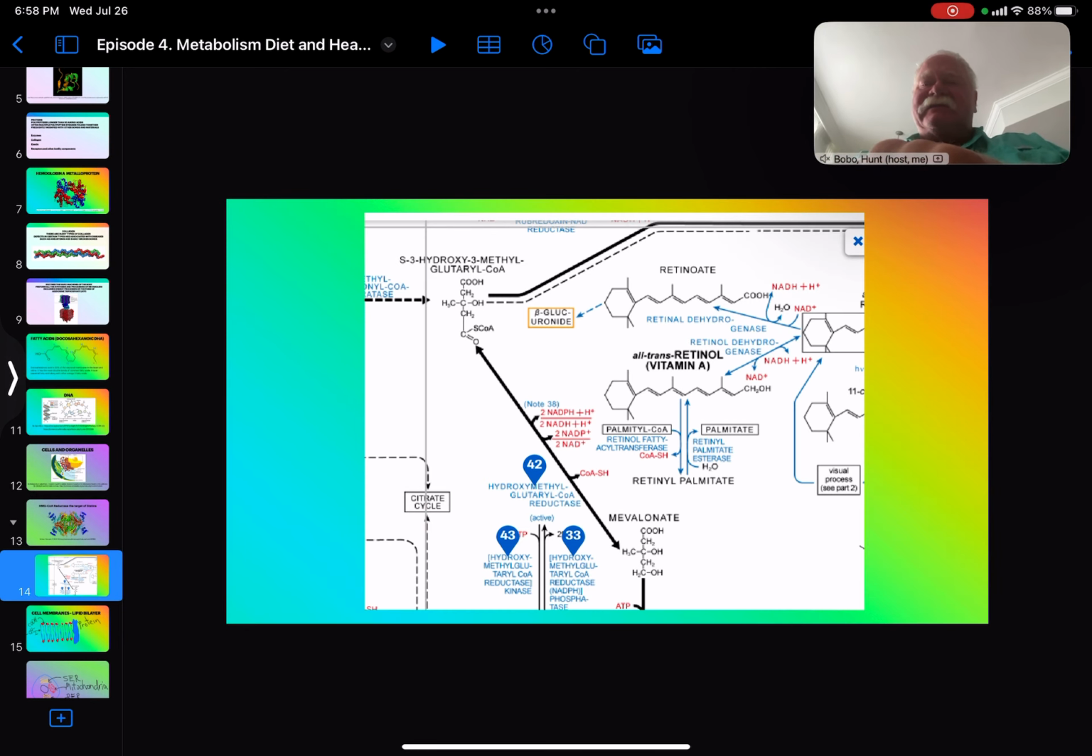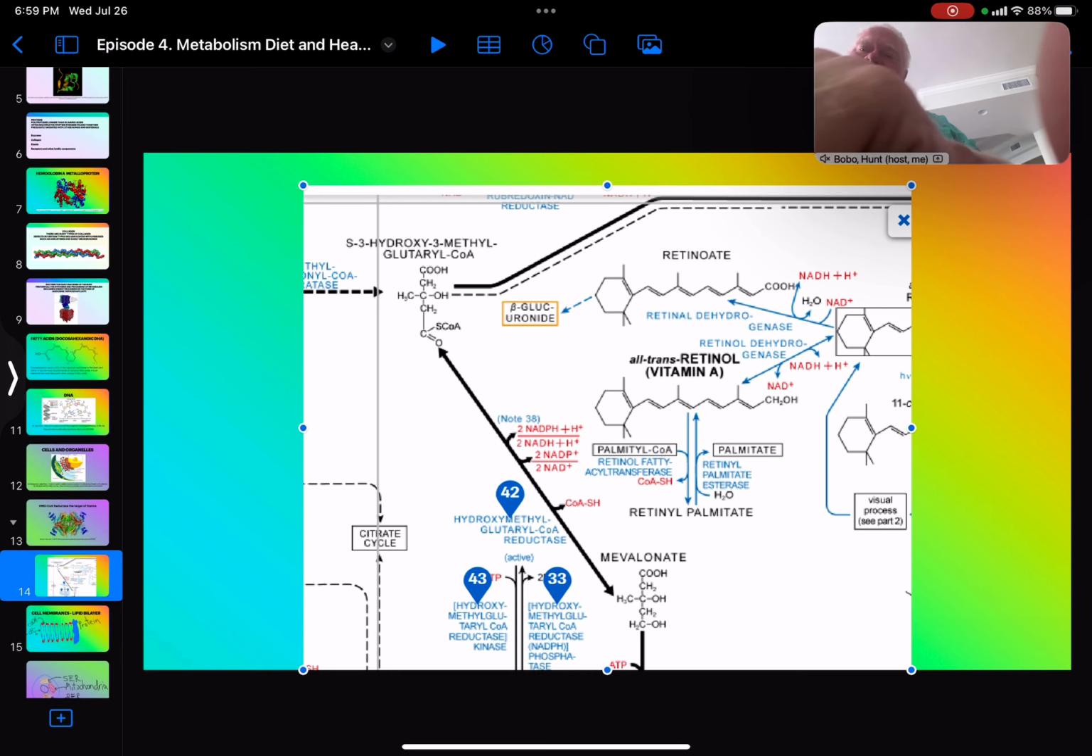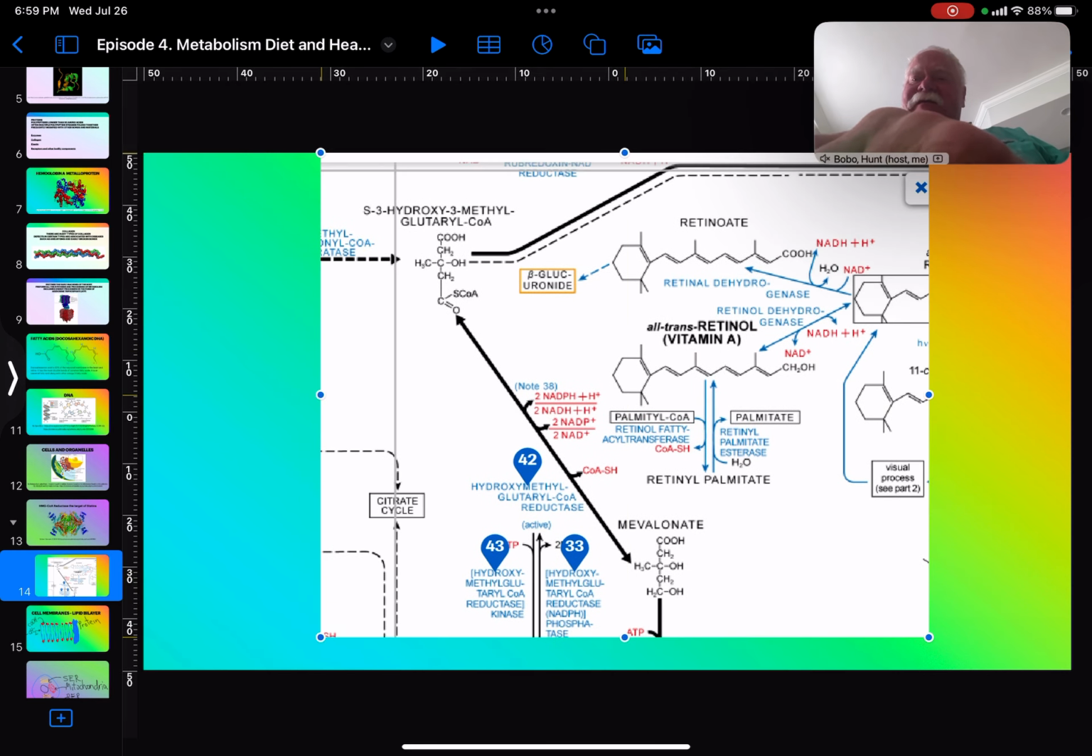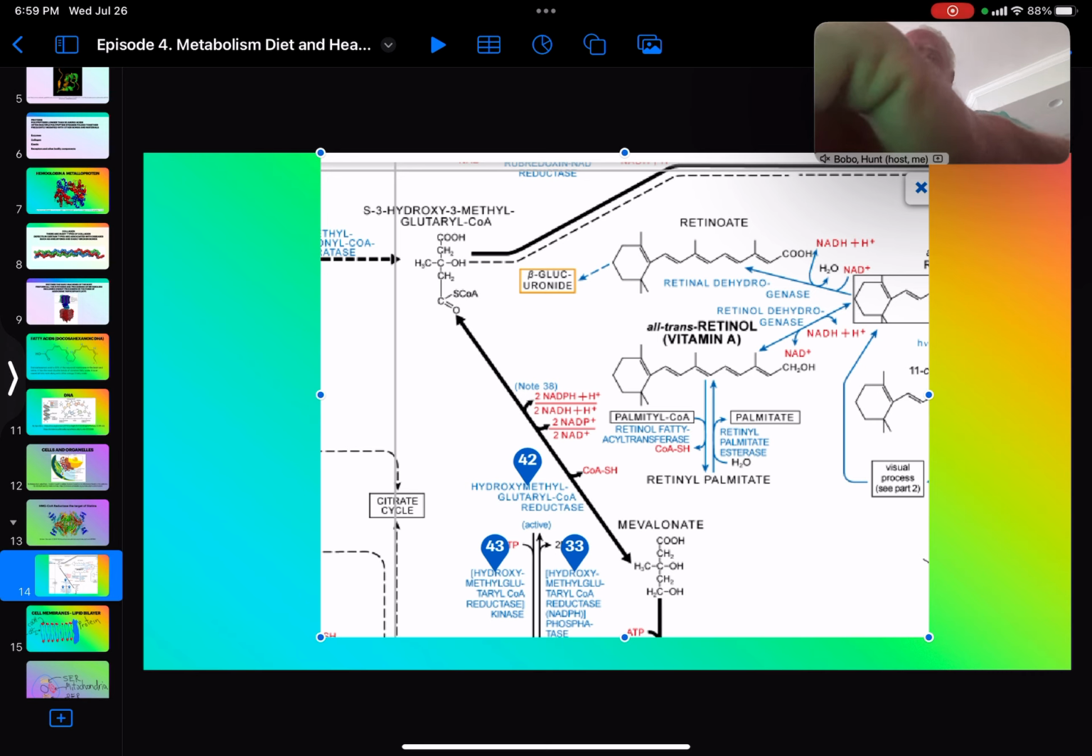And it is listed right here on the Roche biochemical pathways. It's hydroxymethylglutaryl-CoA reductase, and it participates in taking 3-hydroxy-3-methylglutaryl-CoA to mevalonic acid, and back and forth. And there's palmitic acid, vitamin A, retinol and retinoic acid. All this is in your steroid synthesis in your liver.